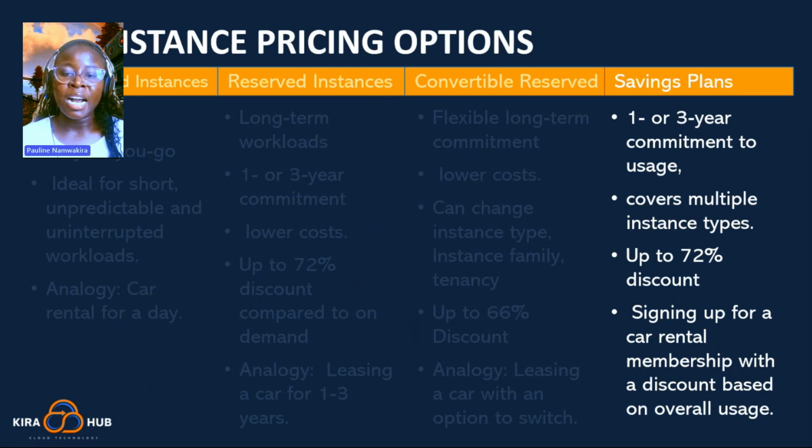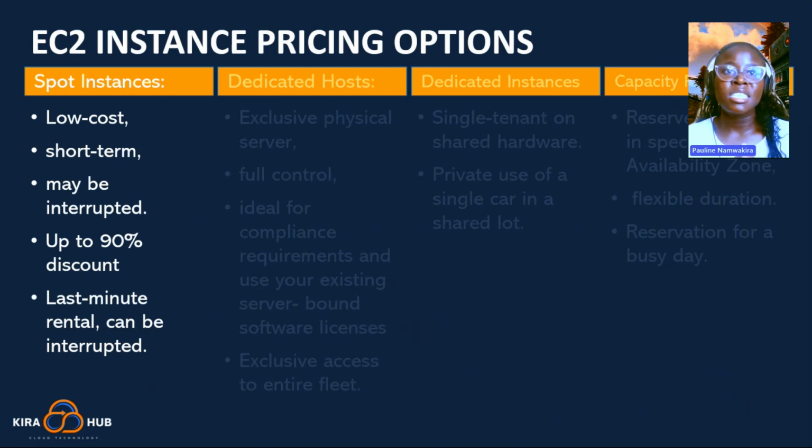An example is a company may run some instance types for different applications. You can use a compute optimized instance type for batch processing, a general purpose instance for web hosting, all under one commitment, and you are getting up to 72% discount. So savings plans is kind of the go-to compared to reserved. We have spot instances. Now, spot instances, very low cost, short term. They allow you to use spare EC2 capacity at a discount.